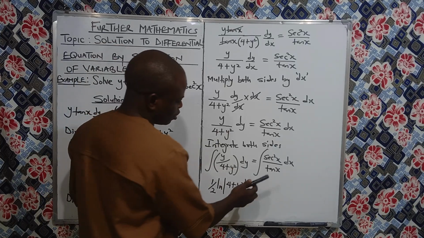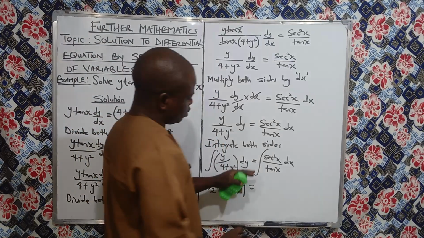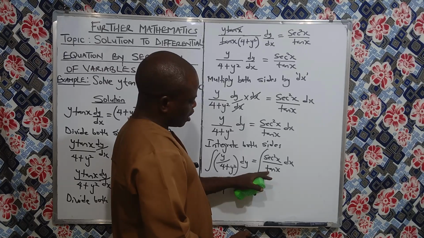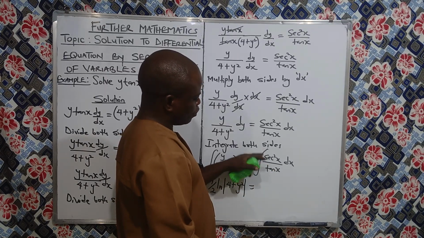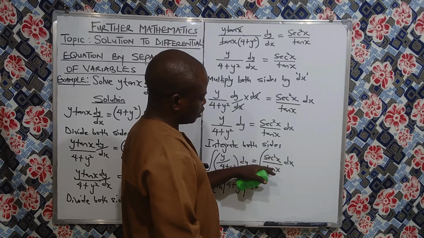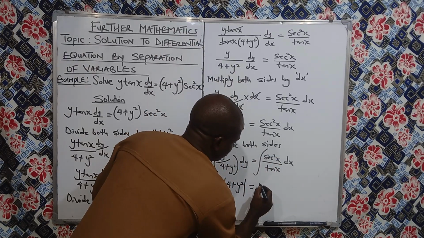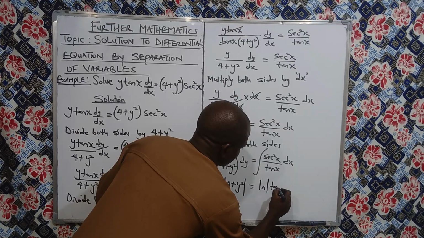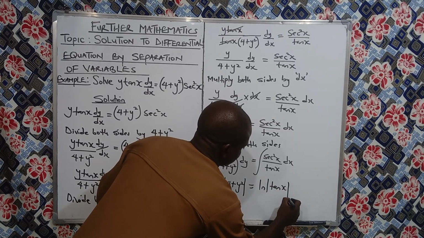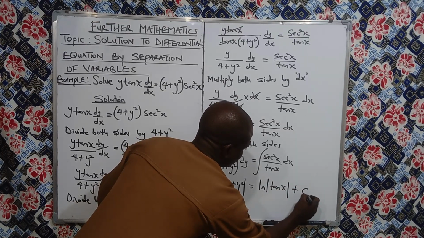Now, when you come to this other side, the integral of sec squared x over tan x equals ln of tan x plus a constant.